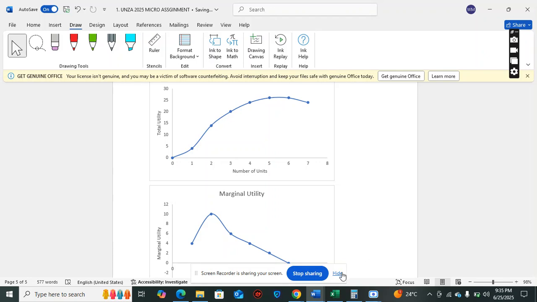Then have you seen the graph for marginal utility? This is the graph. Just the number of units on your x-axis, then your marginal utility and your total utility will be on your y-axis. So basically, in short, your utilities will be on the y-axis. So it's just a matter of plotting.